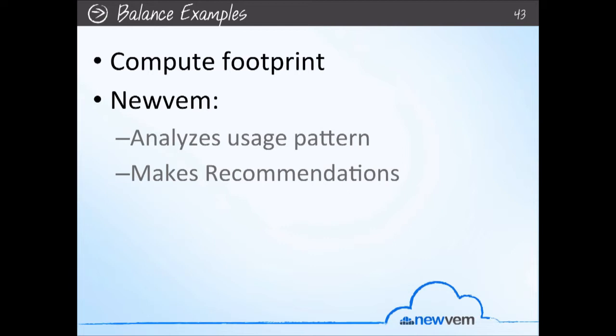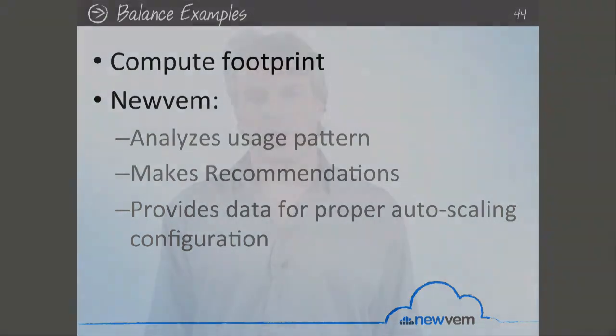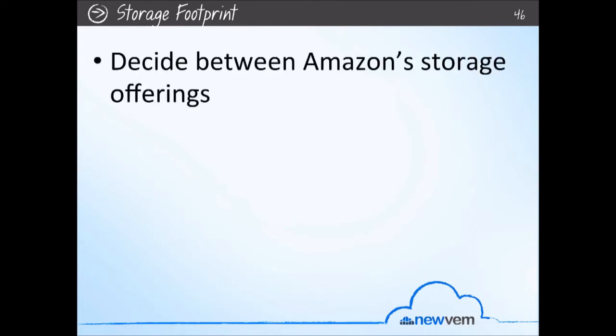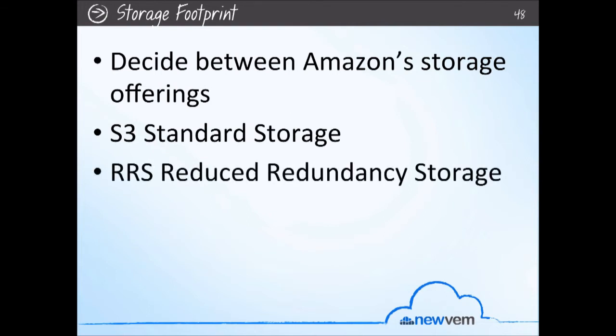Another example is the proper configuration of auto-scaling. Newvem provides the data that helps you configure your auto-scaling and assures proactive elastic behavior by tying your capacity to your service level needs. Another important aspect in your operation performance is your storage footprint. Newvem helps users decide between Amazon's storage management offerings, such as S3 standard storage, that provides faster retrieval times but is more expensive, RRS, reduced redundancy storage, that is slower in its retrieval times and less expensive, and Glacier, that has longer retrieval times but is even less expensive.